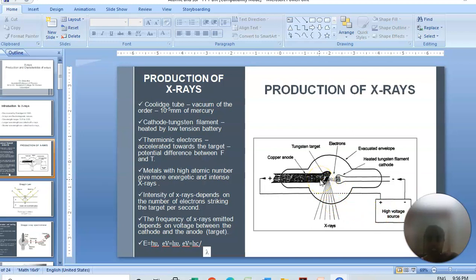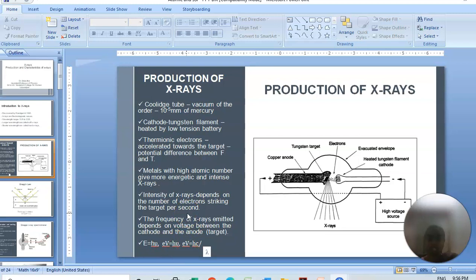If e is the charge of the electron, the work done on the electron moving from the cathode towards the anode is equal to eV, that is, 1 electron volt for unit potential. The electron thus acquires kinetic energy, which is converted into X-rays. When the electron strikes the target, the X-rays are produced. With this formula, E is equal to h nu.